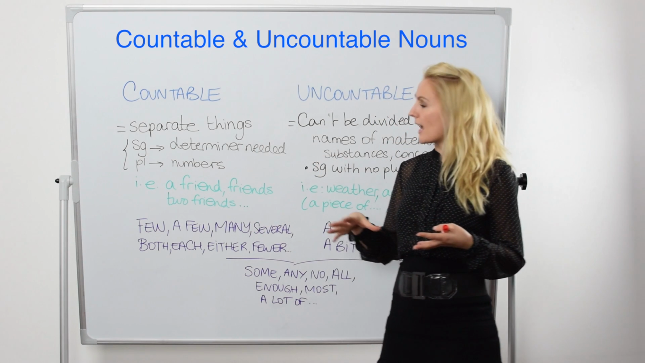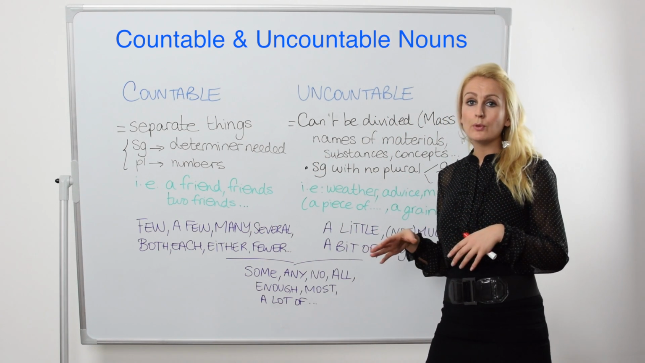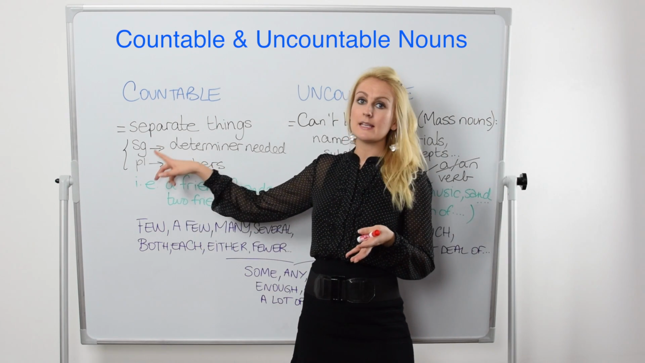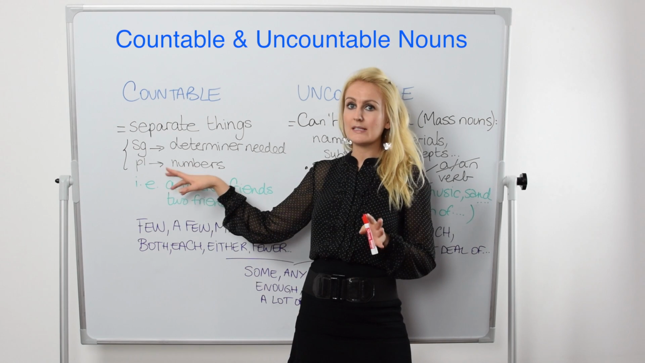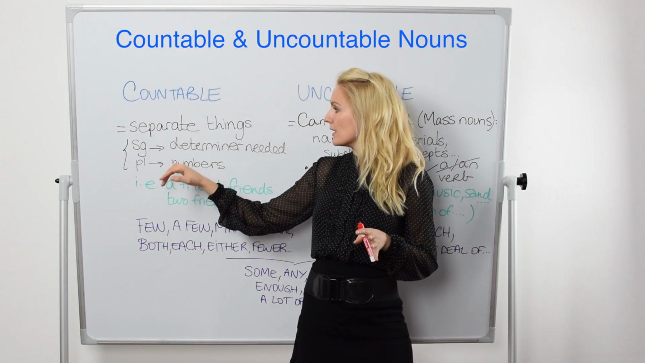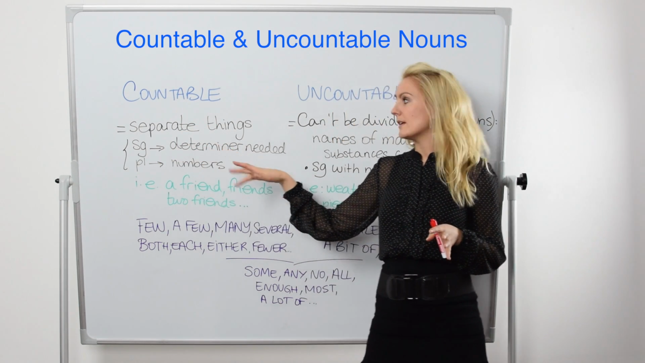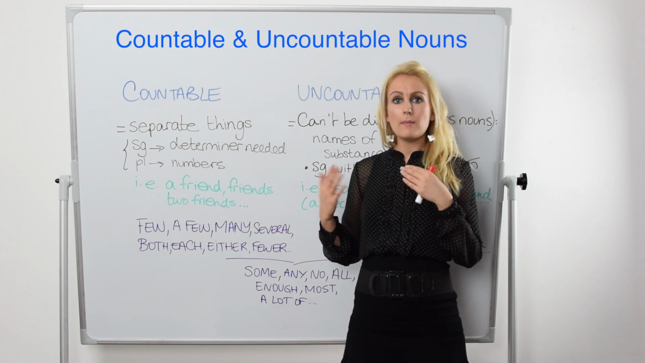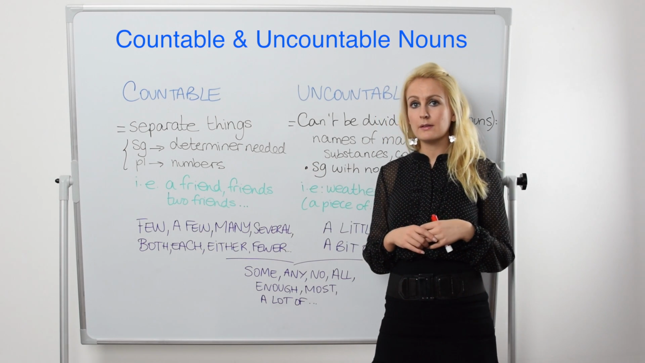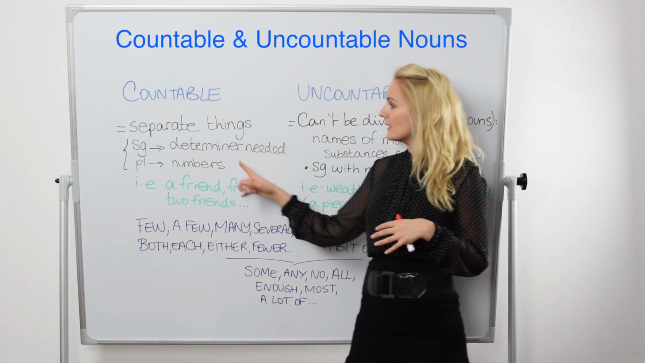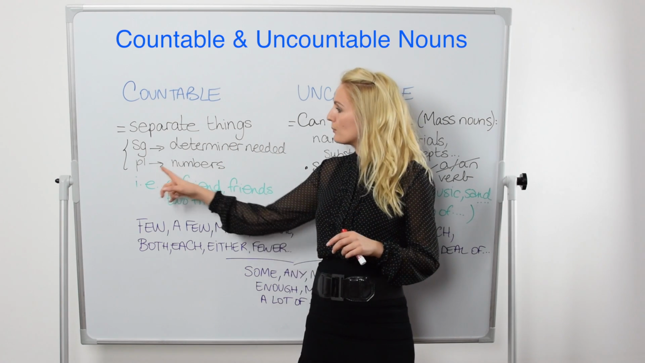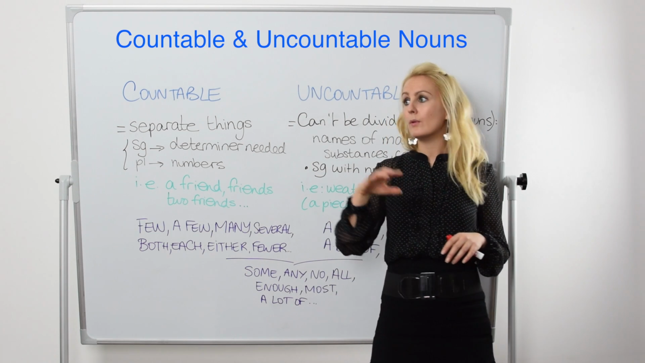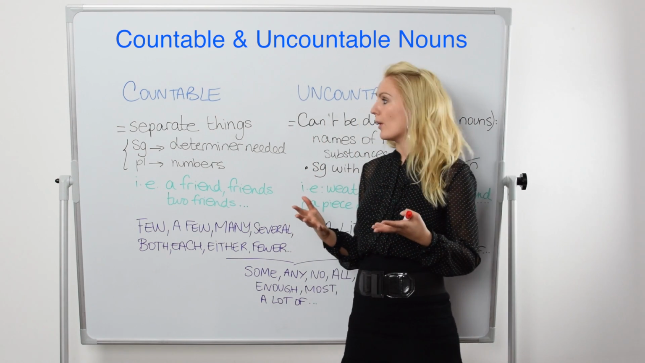So we'll use it for objects, for people, for ideas that can be separated. Generally, that means that there is a singular form and a plural form of these countable nouns. So the singular would generally need a determiner before it. So you'd have a person, the person, this person, my friend. So you would need a determiner before it. And the plural, that would mean that you could count them. One person, two people, three people, five friends, and so on.